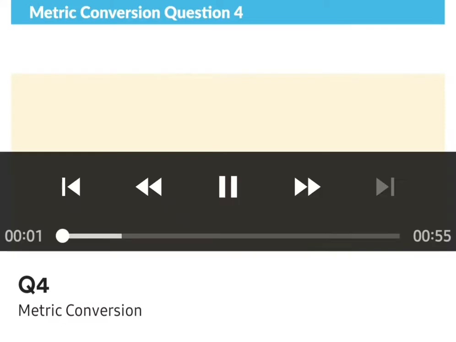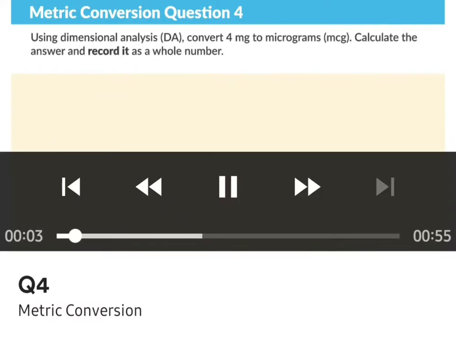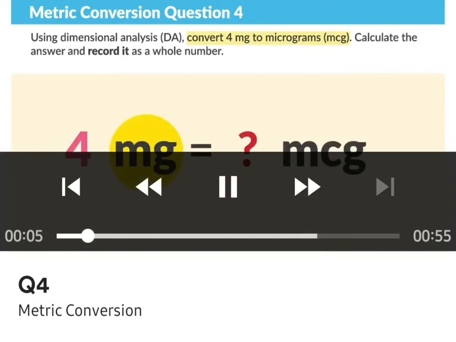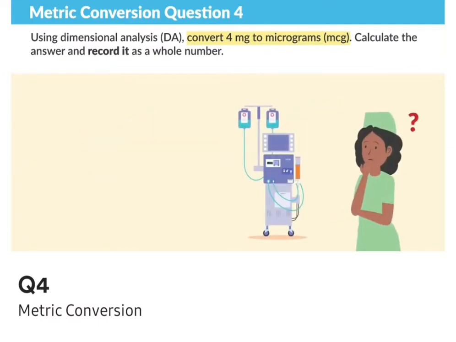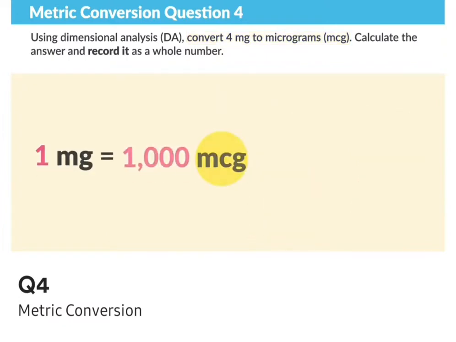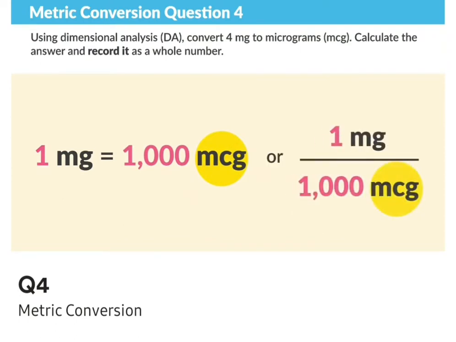Now moving on to question 4. Using dimensional analysis, convert 4 milligrams to micrograms and record it as a whole number. So let's set up our formula here. We know that 1 milligram equals 1,000 micrograms. Simply put, 1 milligram on top and 1,000 micrograms on the bottom.